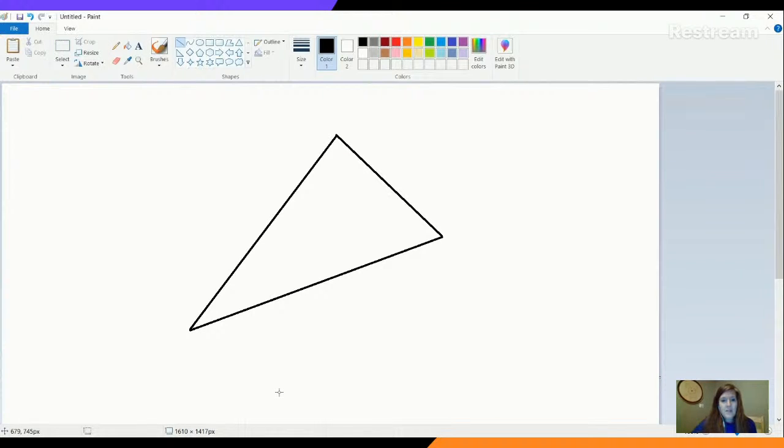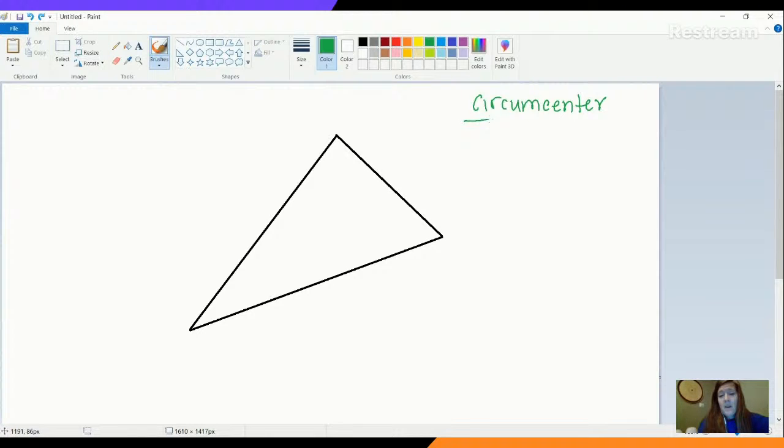Okay, and so the first method that I'm going to show you today is called finding the circumcenter of a triangle. So this is one of 4 ways that you're going to learn to find the center of a triangle.